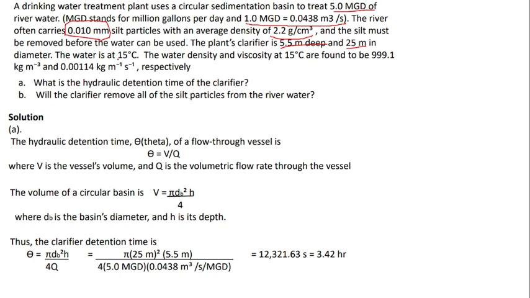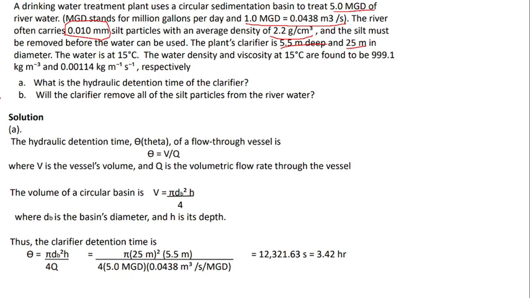The water is at 15 degrees Celsius. The water density and viscosity at 15 degrees Celsius are found to be 999.1 kg per meter cube and 0.00114 kg per meter second. Note down that all the units are in kg per meter cube and kg per meter second, so we need to convert them accordingly.